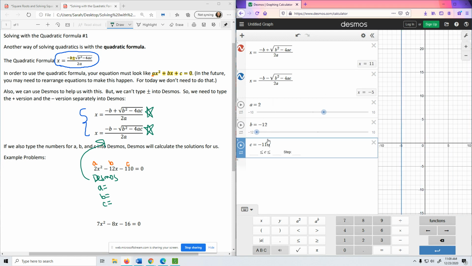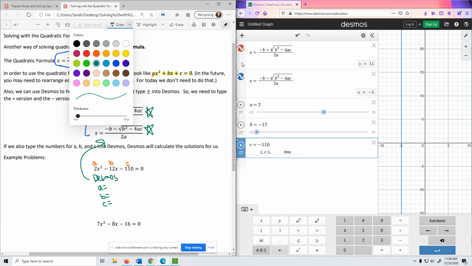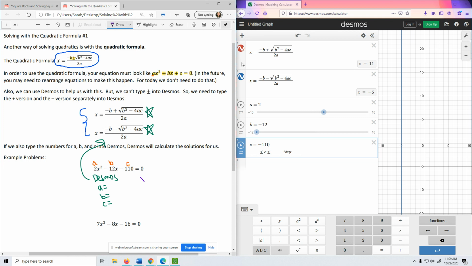Now that I have A, B, and C all entered in, Desmos uses that A, B, and C to calculate my answers with the quadratic formula. So then my two solutions for this are the two values for x that Desmos gives us. Our two solutions are going to be x equals 11 and x equals negative 5.